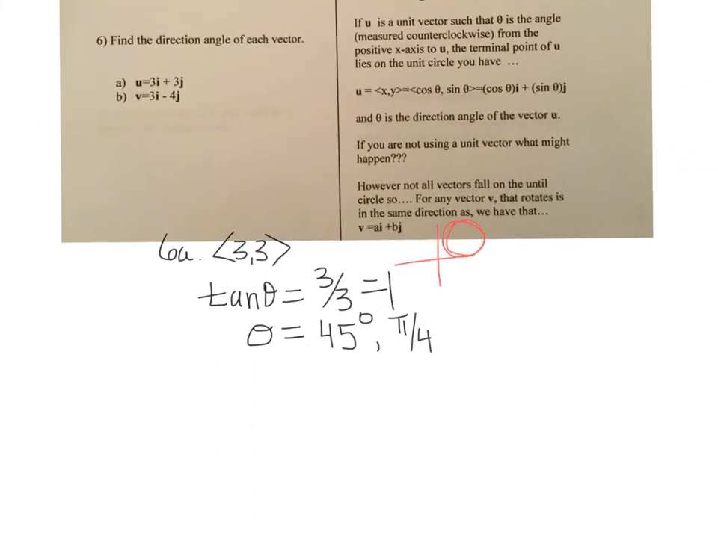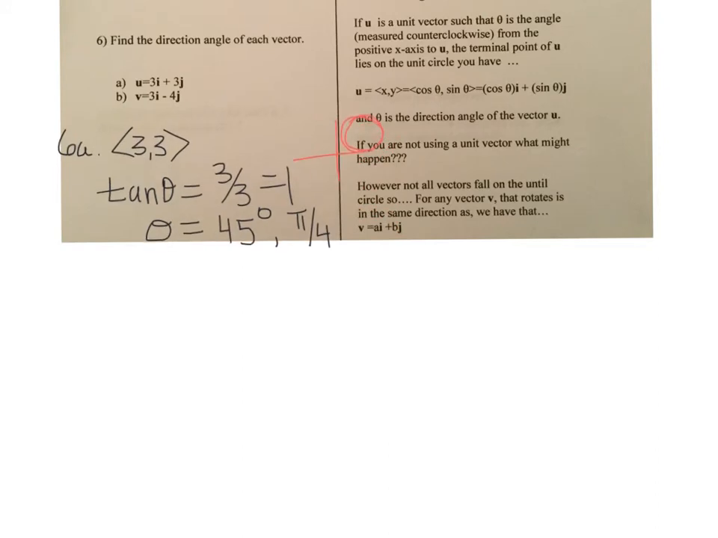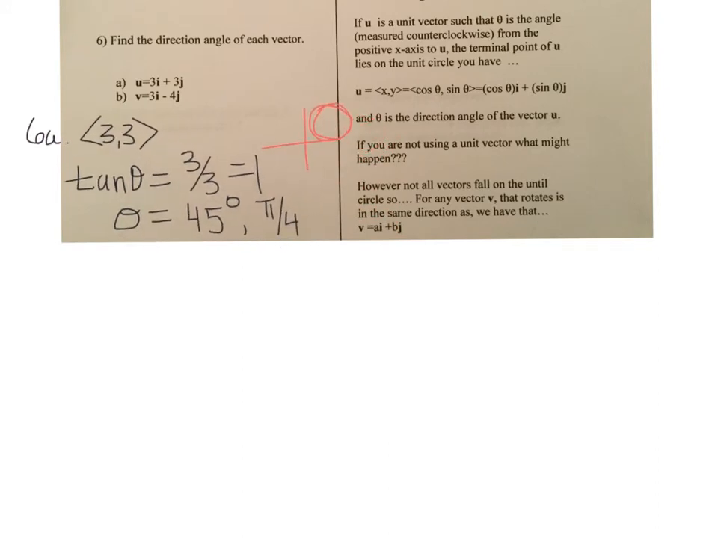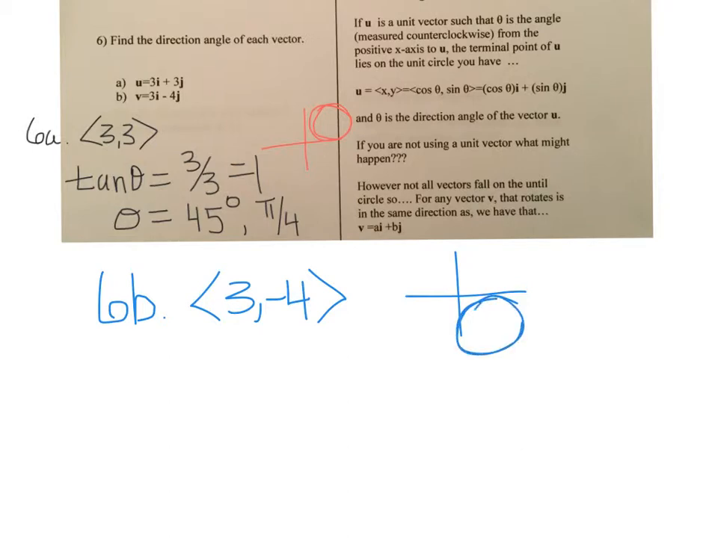Sorry, trying to shrink everything so I can do the next one. Okay, so now let me do 6b. So 6b, same idea. I am going to write it in component form, so 3, -4. The x is positive, the y is negative. I have to be in this quadrant down here, so quadrant 4. So I'm going to do tangent of theta, and it's going to equal -4 over 3.